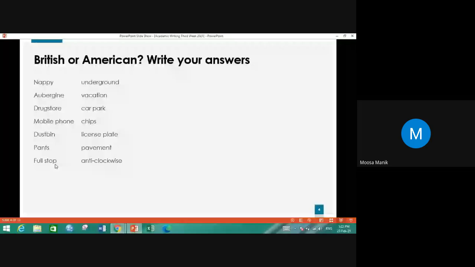Full stop. Don't tell me that it's just when you apply your brakes on. That's not it. So which one do you think it is? Full stop. Dot. Yes, but where would you use that dot anyway? In a sentence. To end a sentence, yes. So full stop. Is it British or American? It's American. So what's the British equivalent for that?